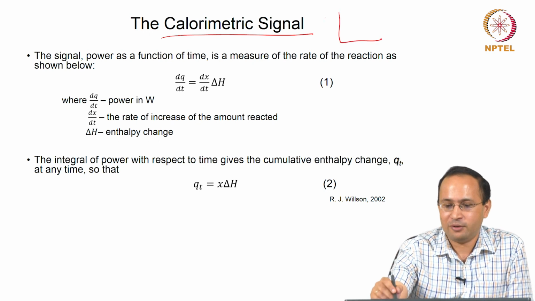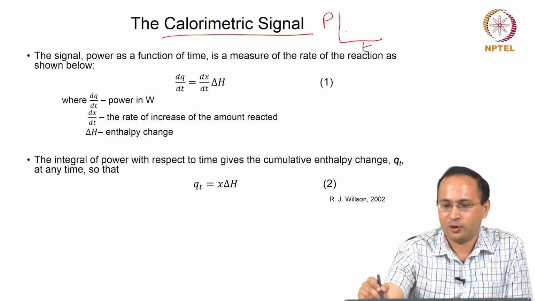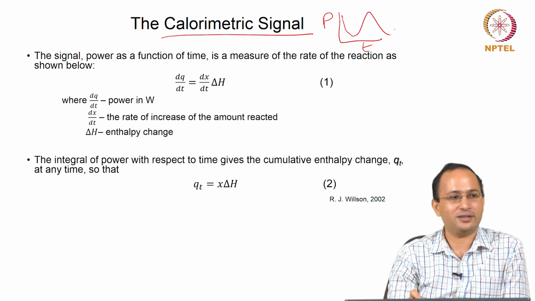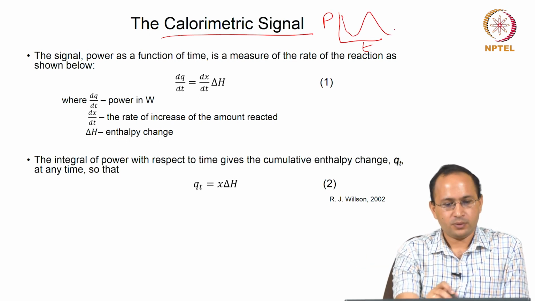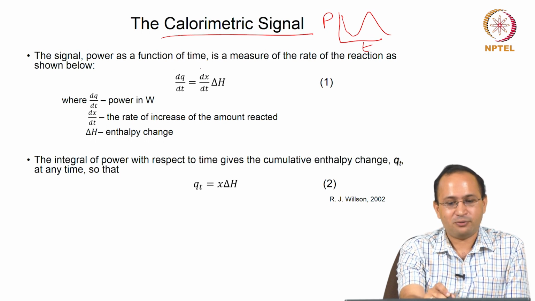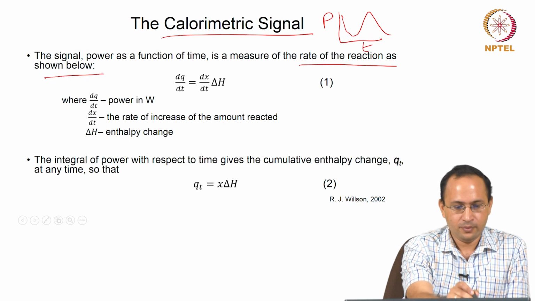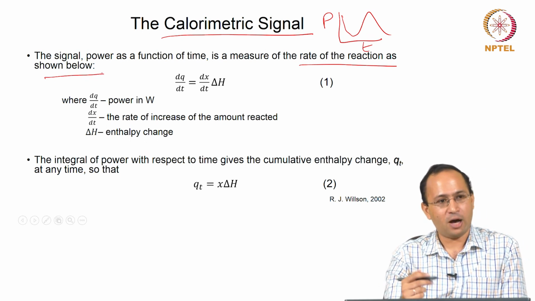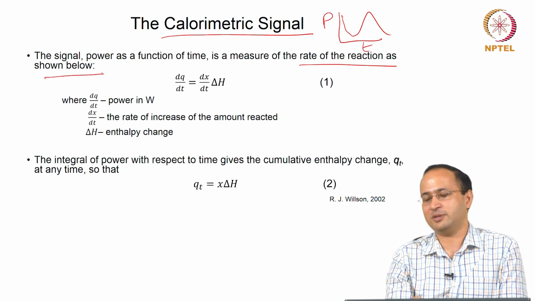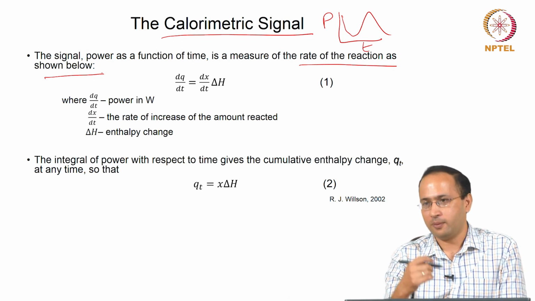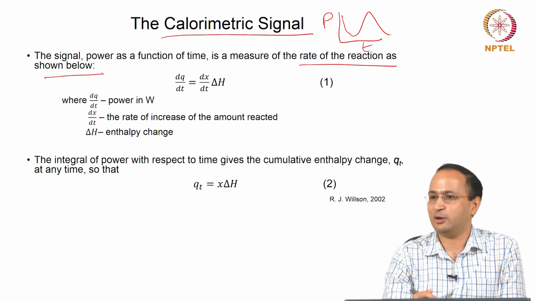Keep in mind, for an isothermal calorimeter, for example, you get this kind of plot, this power output. So, the signal, power as a function of time, is a measure of the rate of reaction. Now, we will see how we can use that signal to know more about the kinetics. Kinetics means how fast the reaction is going. We are interested in the rate because that is very important.